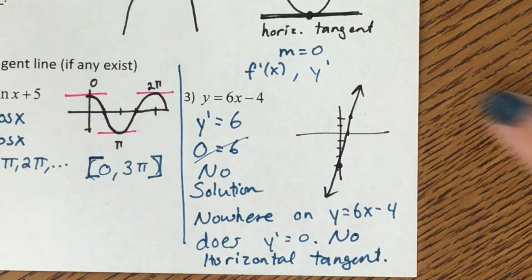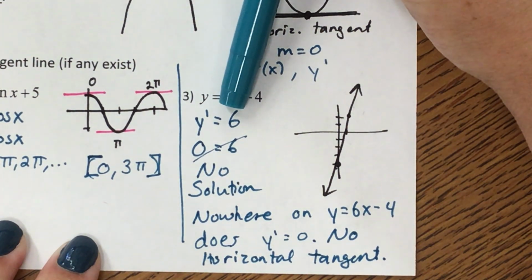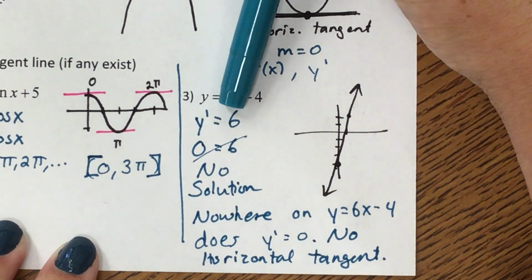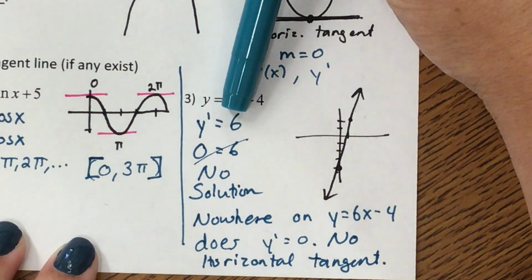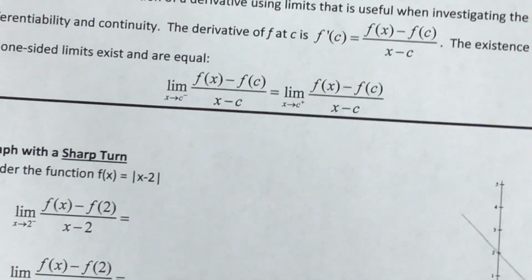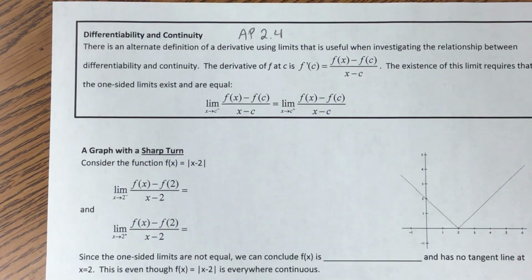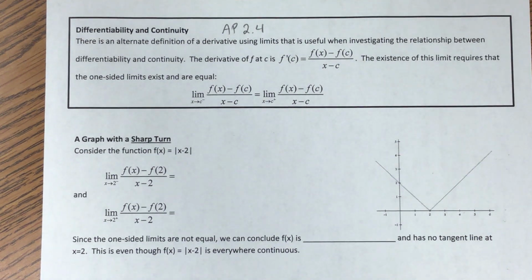If the equation was just like y equals negative 4, okay, so this is totally hypothetical. If it said y equals negative 4, y prime would equal 0 because the whole thing would be its own horizontal tangent. Okay, the whole thing would have a slope of 0. Okay. Next page, differentiability and continuity. This is all from section AP 2.4. So if you're looking for examples of these types of problems, you can find them there.